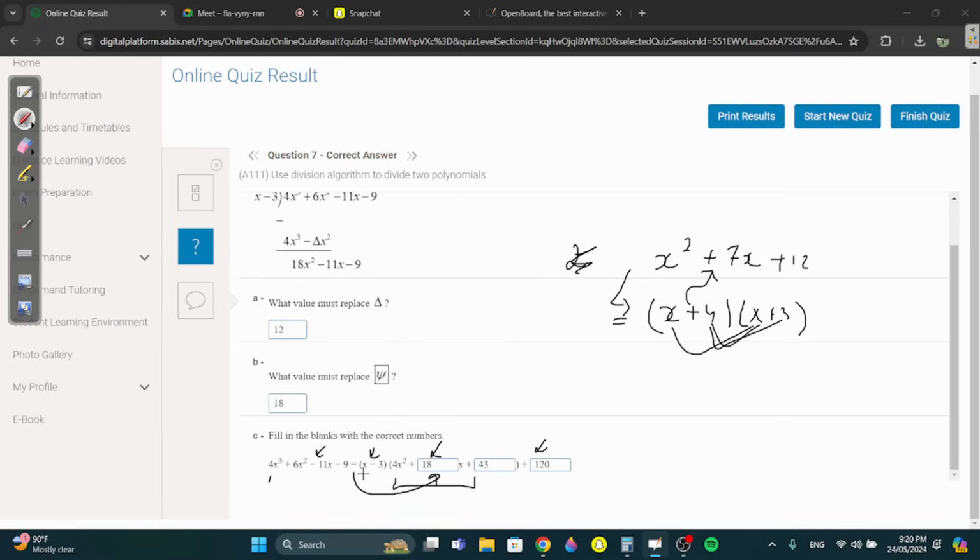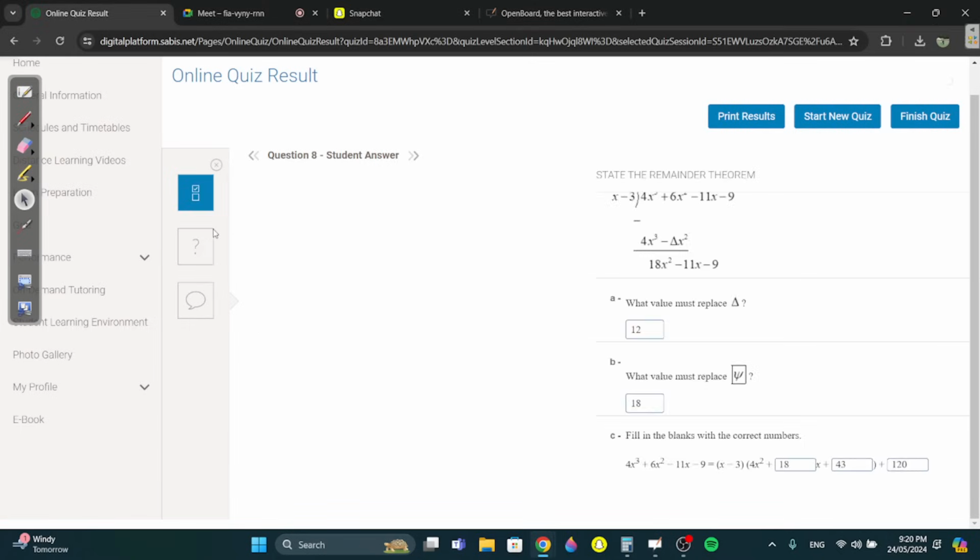So here, basically what they're trying to say is this is equal to, when you factor it, long division is another way of factoring, by the way. When you factor it, you're going to get this times this, and then a remainder that's outside. Okay, so if you multiply all of them out, and then you add 120, you're actually going to get 4x cubed plus 6x squared minus 11x minus 9.